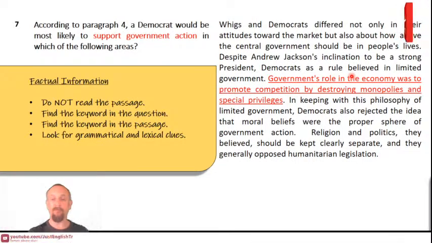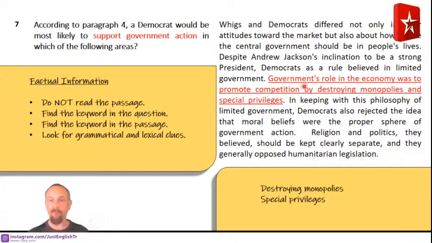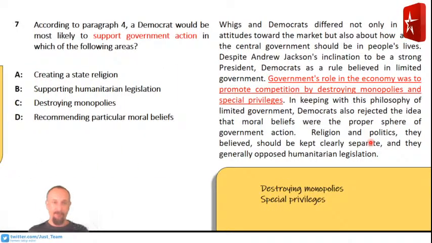We're going to look for those grammatical clues. So we'll bring the notes in. And down here, of course, promote competition by destroying monopolies and special privileges. So we've got some clues down here, lexical clues at the very least. Grammatical clues: well, it's passive, but passive isn't really going to help us. A passive sentence could very easily be changed back to an active sentence. So we need to go back and eliminate the options now, A, B, C, and D. It's all about elimination. Let's go back to the options.